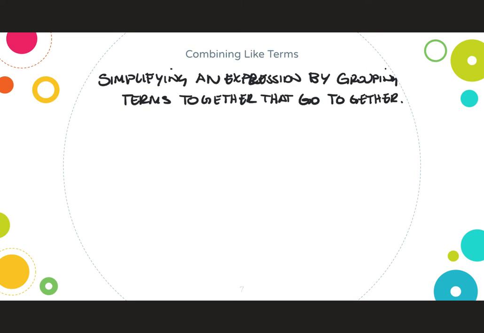Simplifying means less complicated. So if you have a bunch of numbers, we just want to make it less numbers. And how do we do that? By grouping terms together that go together. So if there's a couple of non-variable terms, we want to combine them. So it's just one set of integers.